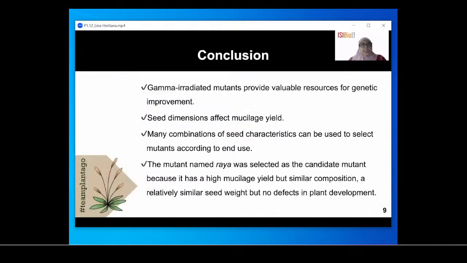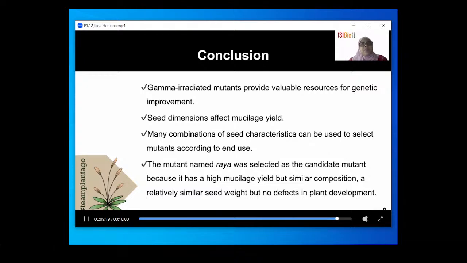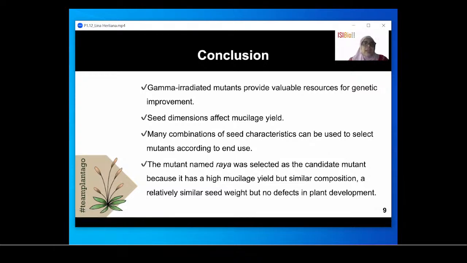Many combinations of seed characteristics can be used to select mutants according to the end use. In this study, mutant lines were screened to obtain 1 candidate mutant suitable for identifying genes related to mucilage production. The mutant was named Araya.